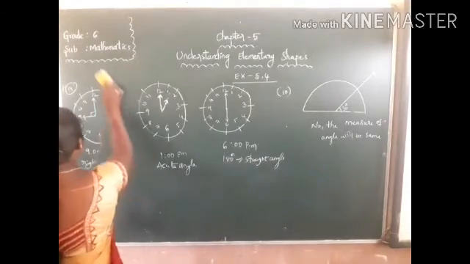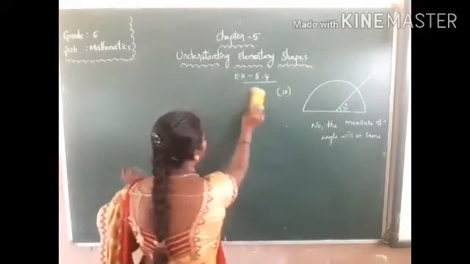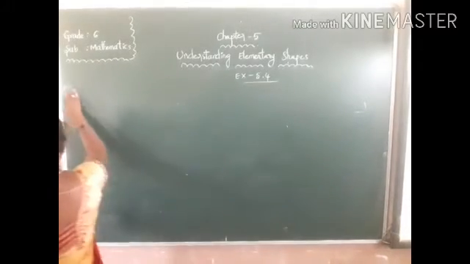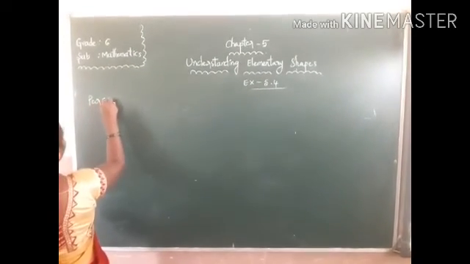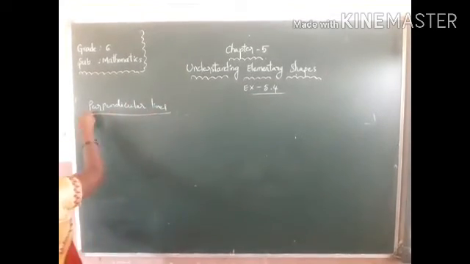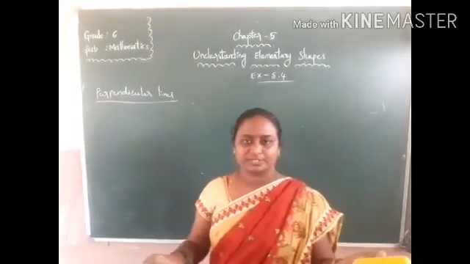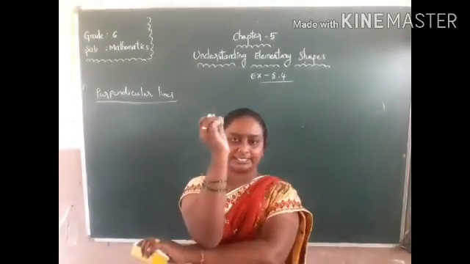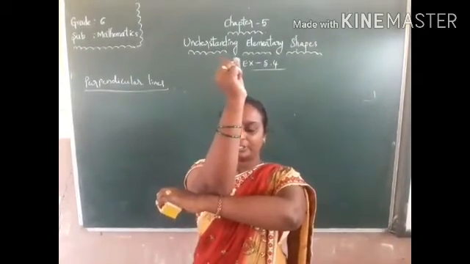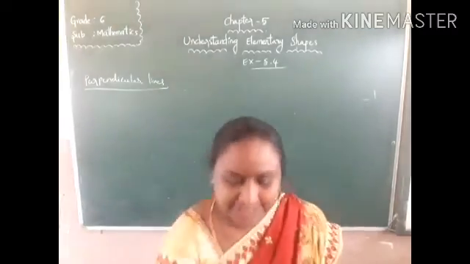Okay, so right, next our topic is perpendicular lines. Perpendicular lines. What is meant by perpendicular? Suppose here we have two arms. If we place like this, this arm is perpendicular to this arm. So that means here how much angle is formed? Yes, 90 degrees angle is formed.